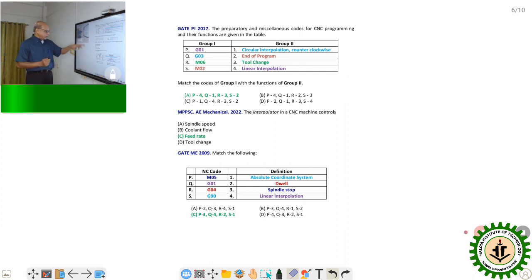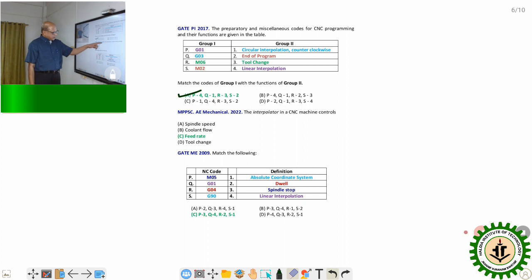So two such previous year questions I had considered. The matching is shown by the different color combinations so that it is self-explanatory. G01 is for linear interpolation, G03 is circular interpolation counterclockwise, M06 is the very popular command for tool change, and M02 is for end of program. So if you match like that, your correct option will be option A.